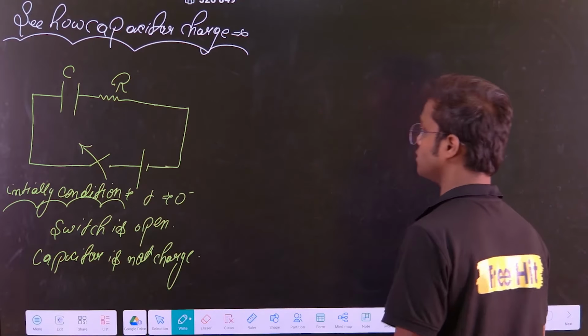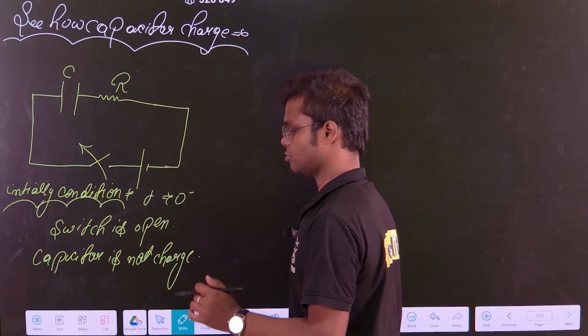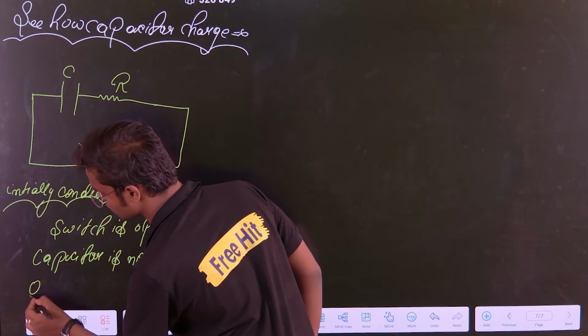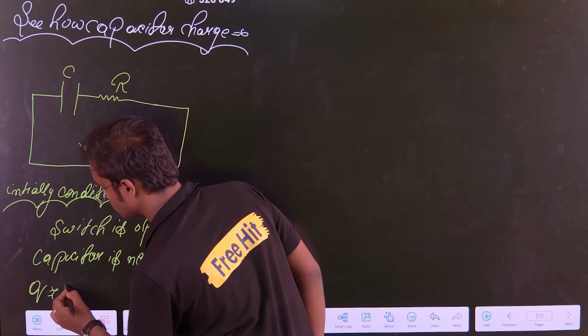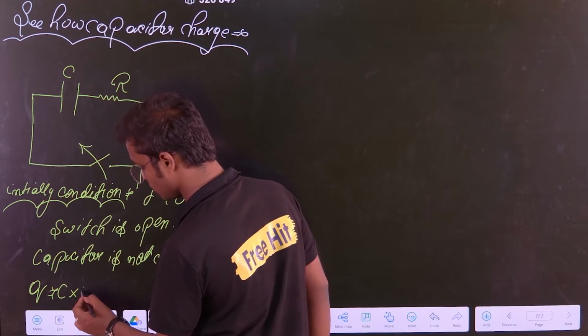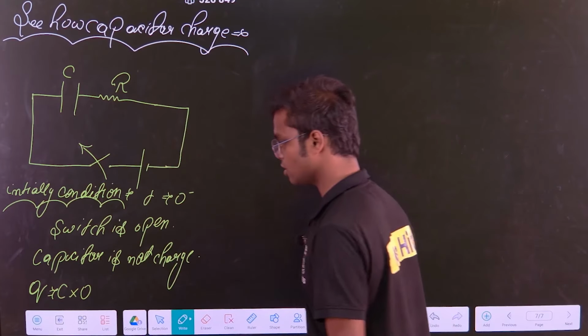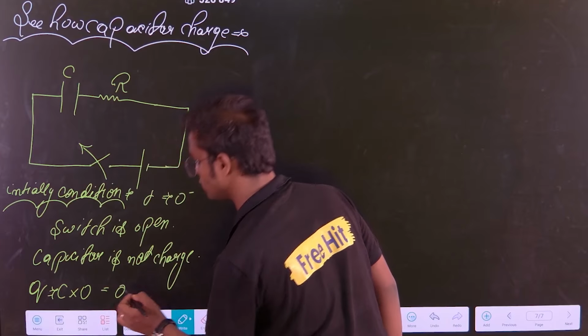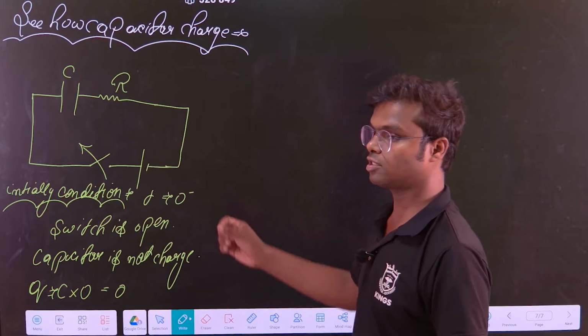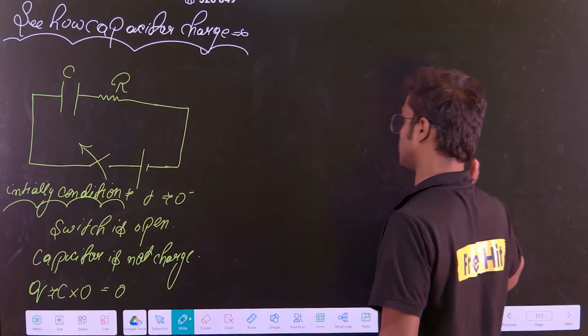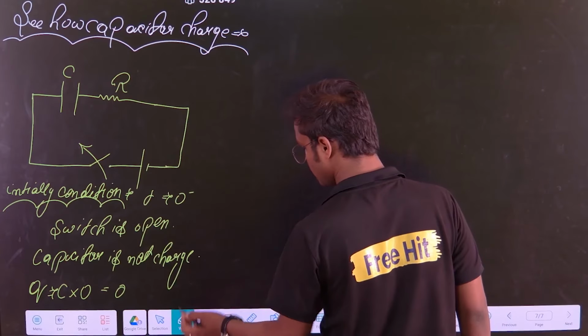There is nothing more in this. Initially the capacitor is not charged, so what is the total charge on the capacitor? That is C into potential, and the potential will be 0, because only when the capacitor is charged will there be a potential. So the initial charge on the capacitor is 0, the total initial charge is 0, and the initial potential is also 0. Both things are 0, correct?